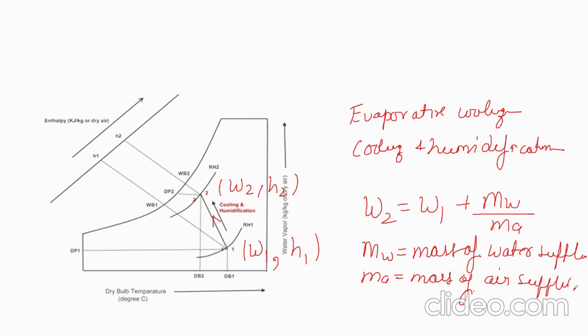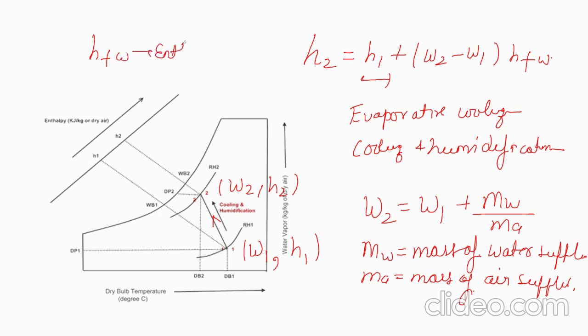Okay, you can also calculate the enthalpy at this point. H2 is equal to H1 plus (W2 minus W1) multiplied by hfw, where H1 is the enthalpy at point 1, W2 and W1 are the specific humidities at points 2 and 1, and hfw is the enthalpy of water injected.